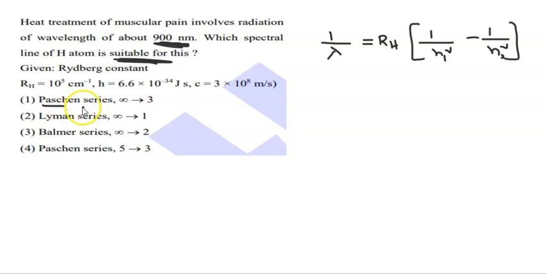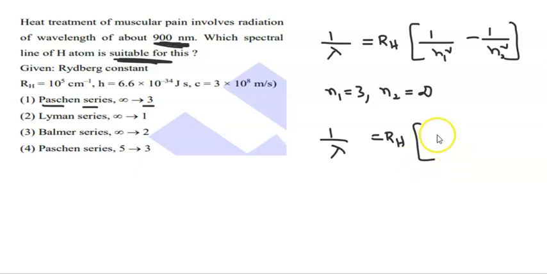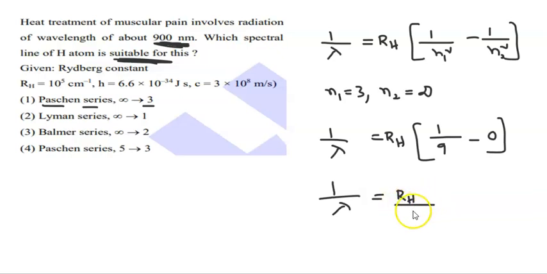So here it is, Paschen series is given. For Paschen series, N1 value is also given. N1 is equal to 3 and N2 is equal to infinite. Then 1 by lambda is equal to RH into 1 by N1 square is 9. 1 by N2 square can be taken as 0, 1 by infinite square is 0. 1 by lambda is equal to RH by 9. Then lambda is equal to 9 by RH.